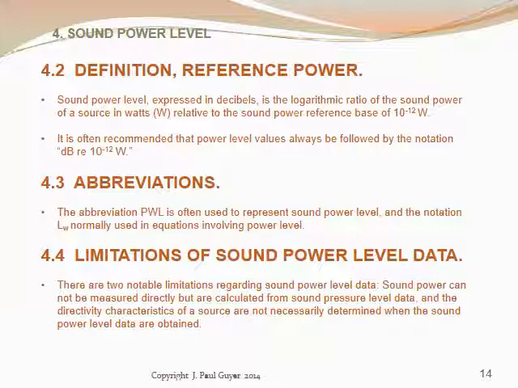It's often recommended that power level values always be followed by the notation decibels relative to 10 to the minus 12 watts. However, in this discussion, this notation is omitted, although it may always be made clear when sound power levels are used. The abbreviation PWL is often used to represent sound power level, and the notation L sub W is normally used in equations involving power level. This custom is followed here.